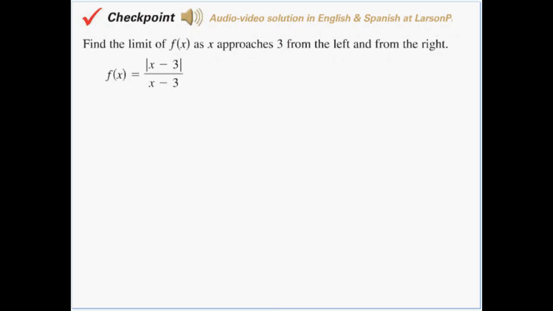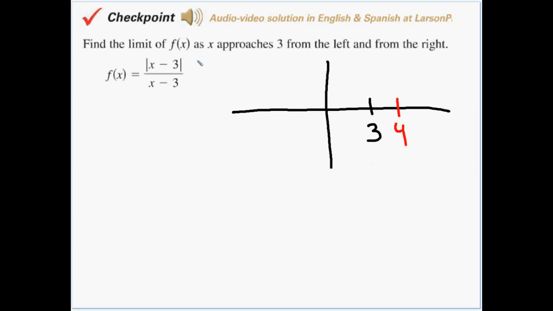Okay, I'm going to graph this real quick first. X minus 3 is in bars. If I set what's in the bars equal to 0, I would get x is 3. So that is where we're going to jump from one part of this to the other. If I plug in a number bigger than 3, like 4, I would have the absolute value of 4 minus 3, that's 1, over the denominator 4 minus 3, which is also 1. 1 divided by 1 is 1.